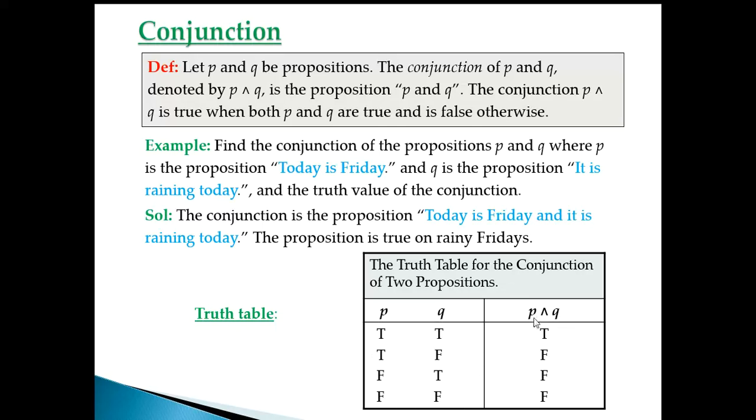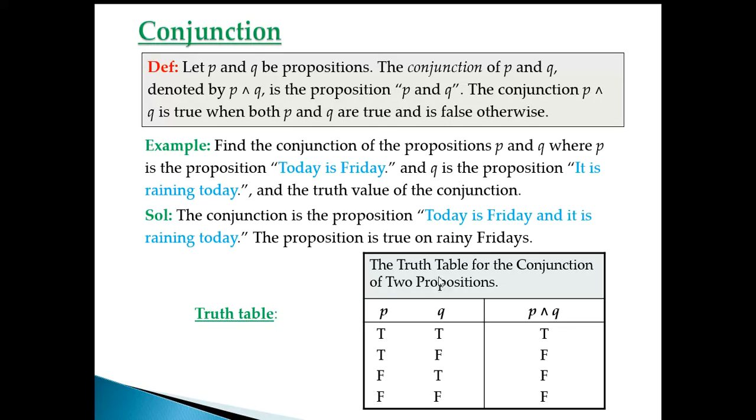So now check what the conjunction is here. P conjunction Q. The conjunction is true only if both are true. So if P is true and Q is true, then the conjunction is true. Otherwise, all others are false. If one proposition is false, then it is false. So: true false gives false, false true gives false, false false gives false. So in the conjunction, the truth value is true only if both propositions are true, otherwise false.